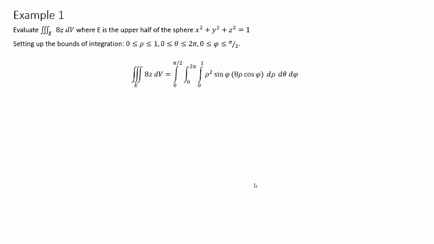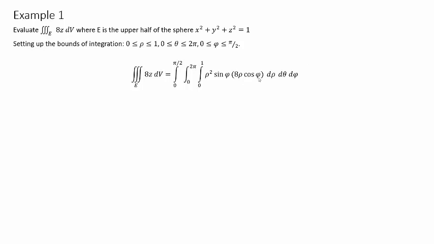So then this just ends up getting set up as the following. d phi is the last integral, so that's going to go from 0 to pi over 2. d theta is going to go from 0 to 2 pi. And d rho is going to go from 0 to 1. Our formula tells us to put rho squared sine of phi. This part here, the 8, is from here. And z, using our methods to change from rectangular to spherical, z gets replaced by rho cosine of phi.